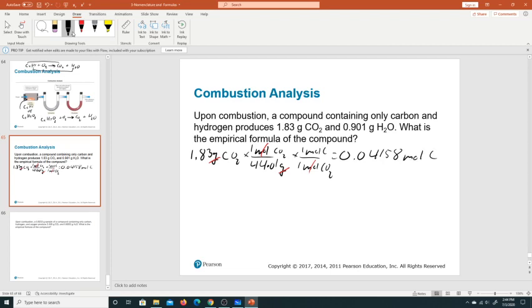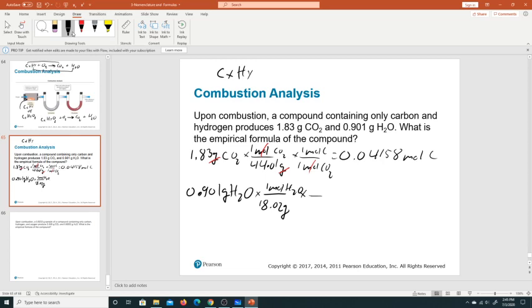Moles of C. We're going to do the same thing now to find the number of moles of water, and ultimately moles of H. Remember, we're trying to find CxHy. That's what we're trying to figure out. 0.901 grams H2O. The molecular weight of water is 18.02 grams per 1 mole of H2O.